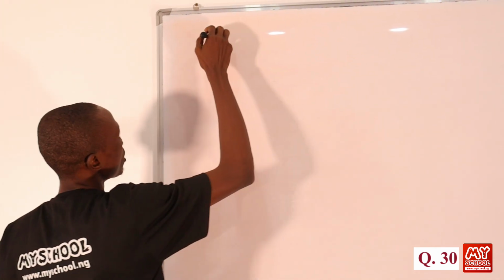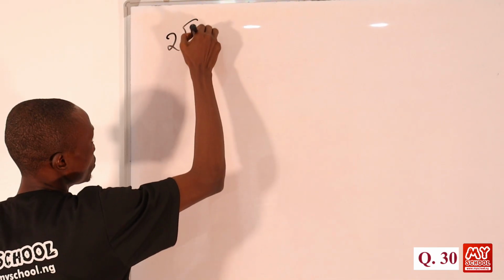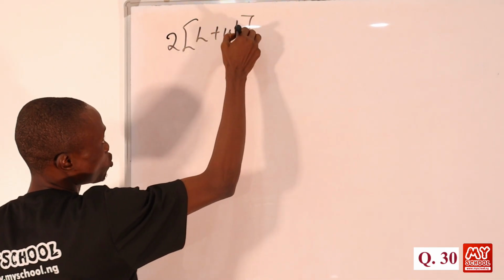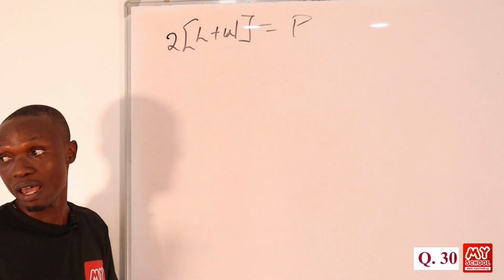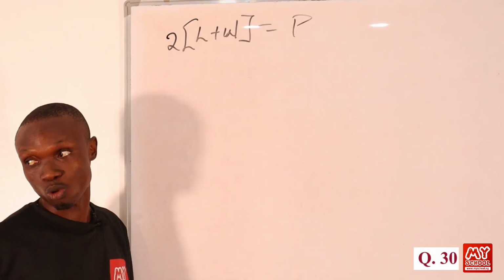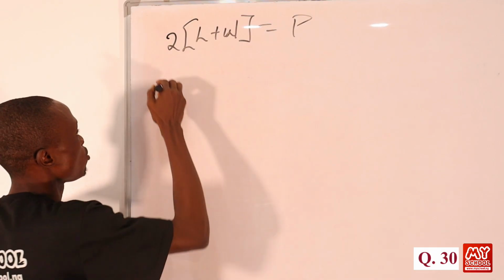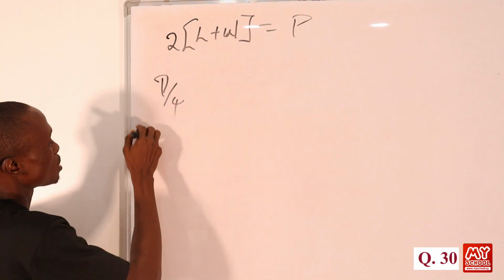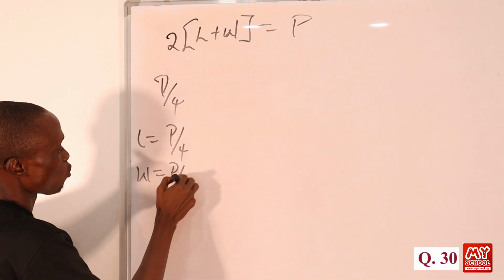Okay, so we know that the perimeter of a rectangle is 2 bracket open L plus W. But in this question, we are told that the perimeter of the rectangle is equal to P. And we are just going to try any of the options that is given to us. So we are choosing option D. And option D is a square of sides P over 4. Okay, so that means L is equal to P over 4 and W is equal to P over 4.